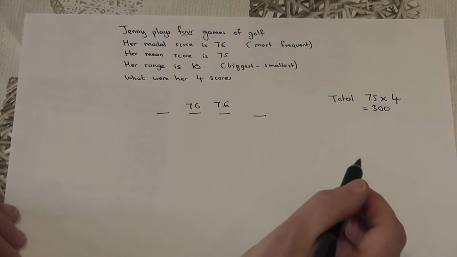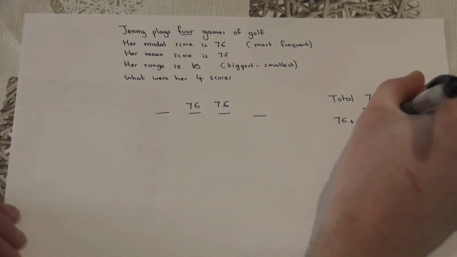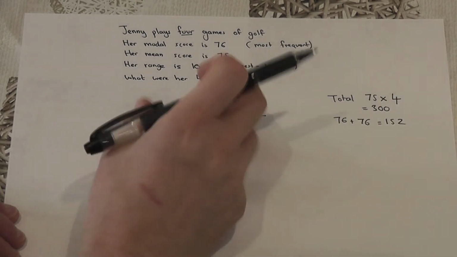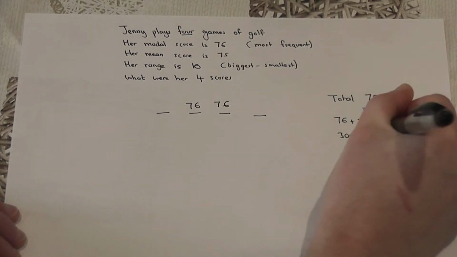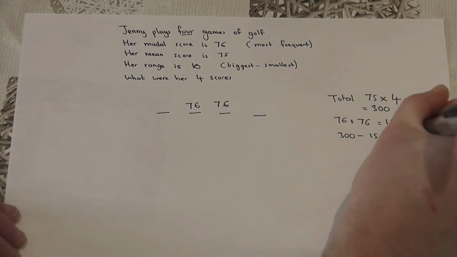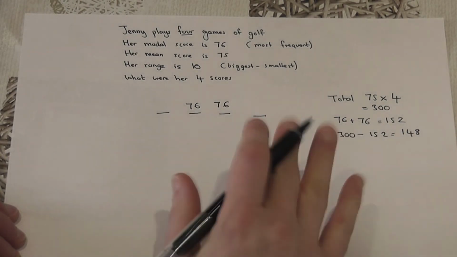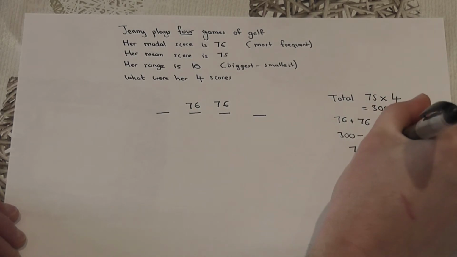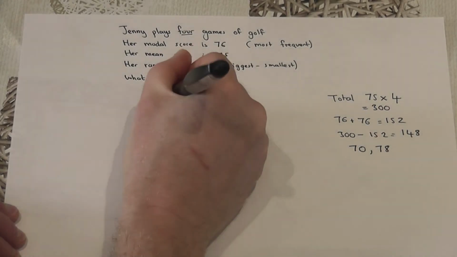Now we know 2 scores already. Now 76 plus 76 is 152. The total is 300, so the 2 missing scores must add to 300 take away 152, which is 148. So let's just take a complete random guess. Suppose that one of the scores was 70 and the other score was 78. They both add to 148. Let's put those in and see what happens.